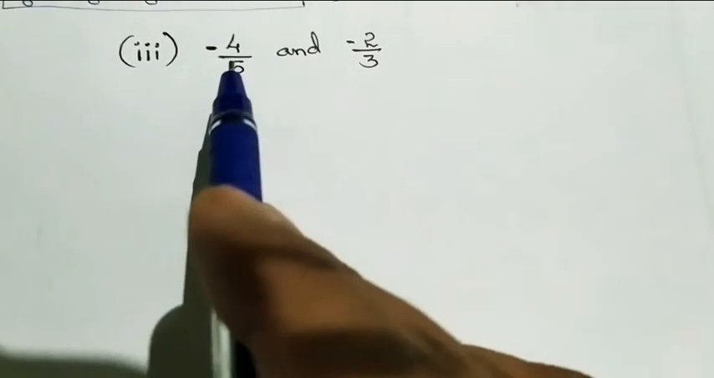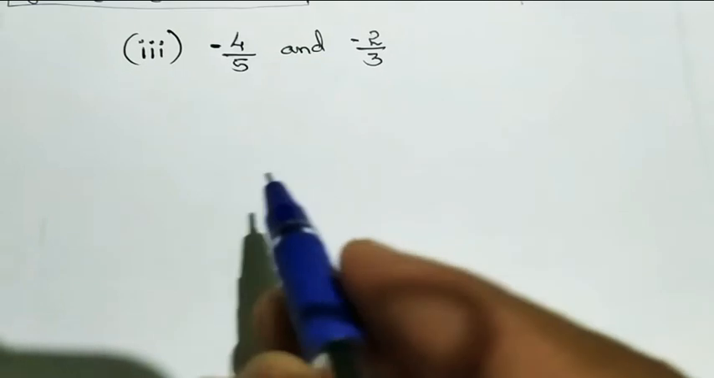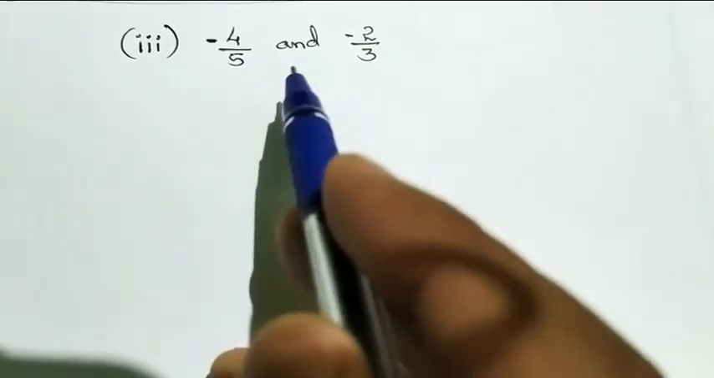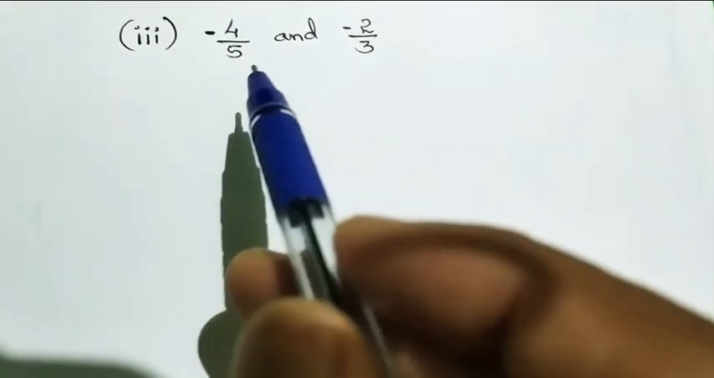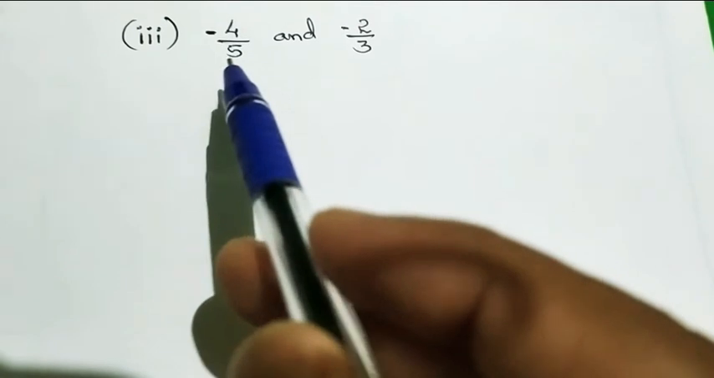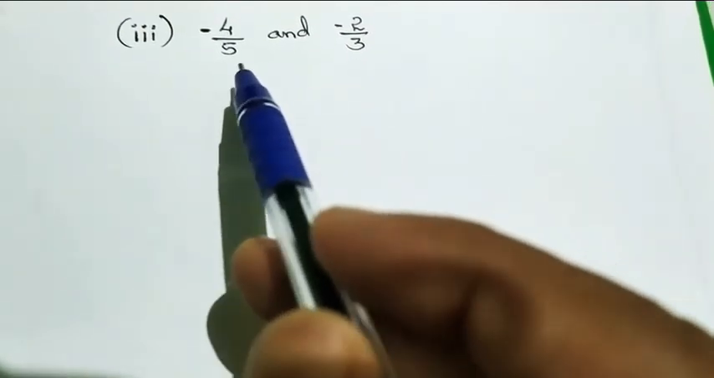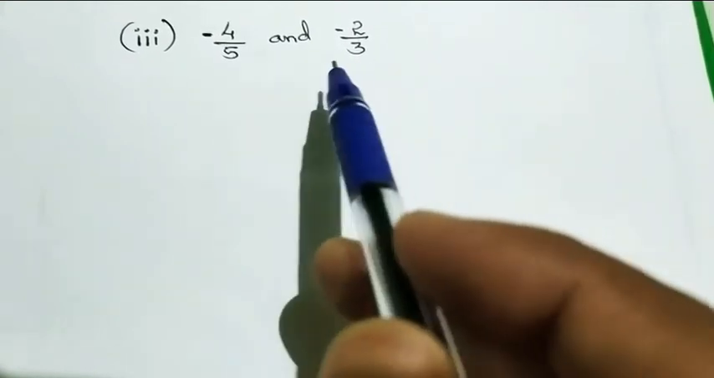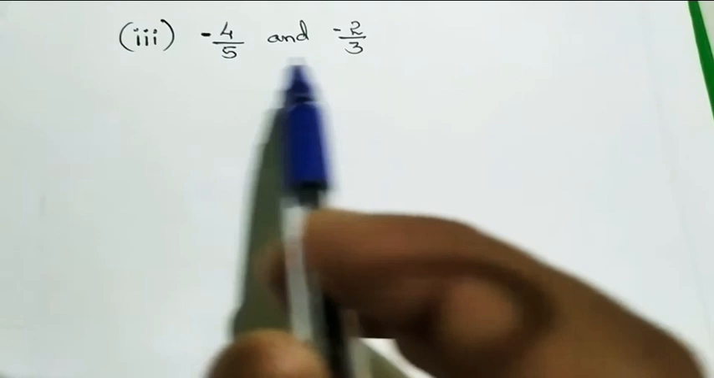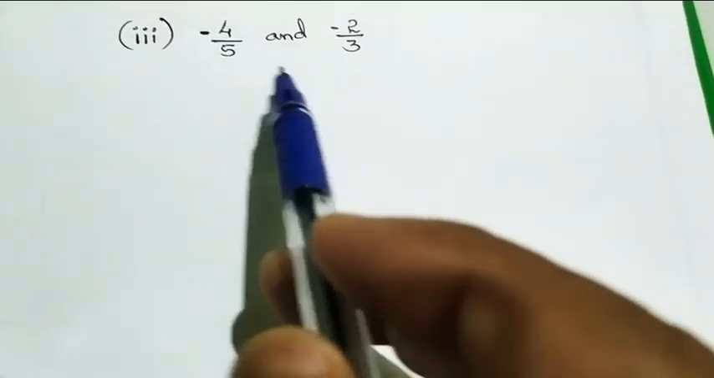Now the third one, minus 4 by 5 and minus 2 by 3. Here they have given the denominators, but they are different. Earlier they gave integers, so we made them into p by q, but here they are already in p by q and different denominators are there. So here 5, here 3. To make the denominator the same, we have to take the LCM. The LCM of 5 and 3 will be 15.